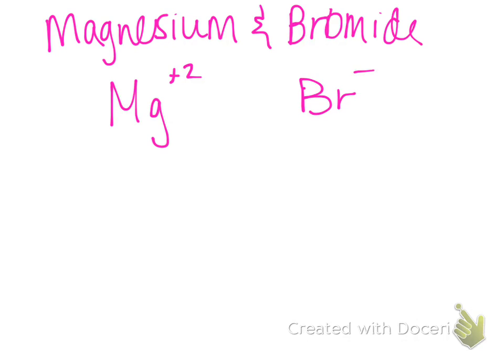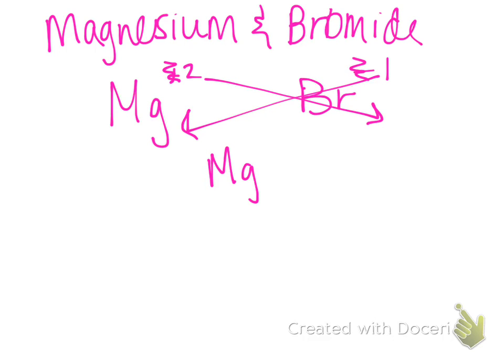Okay, so this is how we combine these. I'm going to show you 2 different ways. One of them is kind of a slick, kind of a shortcut way. One of them is very just kind of common sense. Okay, so you can do either way. You can do both. I don't care. Okay, the first way is kind of going to be our shortcut method. So what we're going to do is we're going to drop the signs, and we're going to cross these charges down to combine our compound to Mg1Br2.